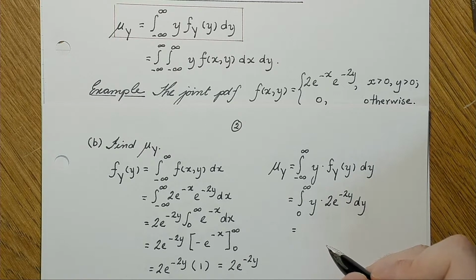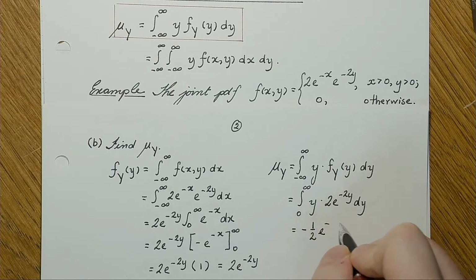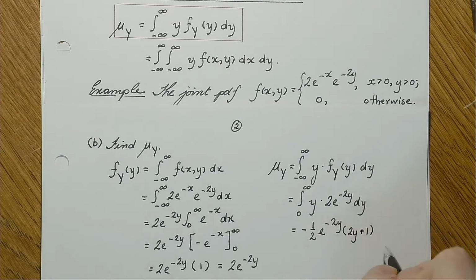And you can use integration by parts, and I think you might also need a substitution in here. And what you get is a minus 1/2 e to the minus 2y times 2y plus 1. And again, that would be from 0 to infinity.